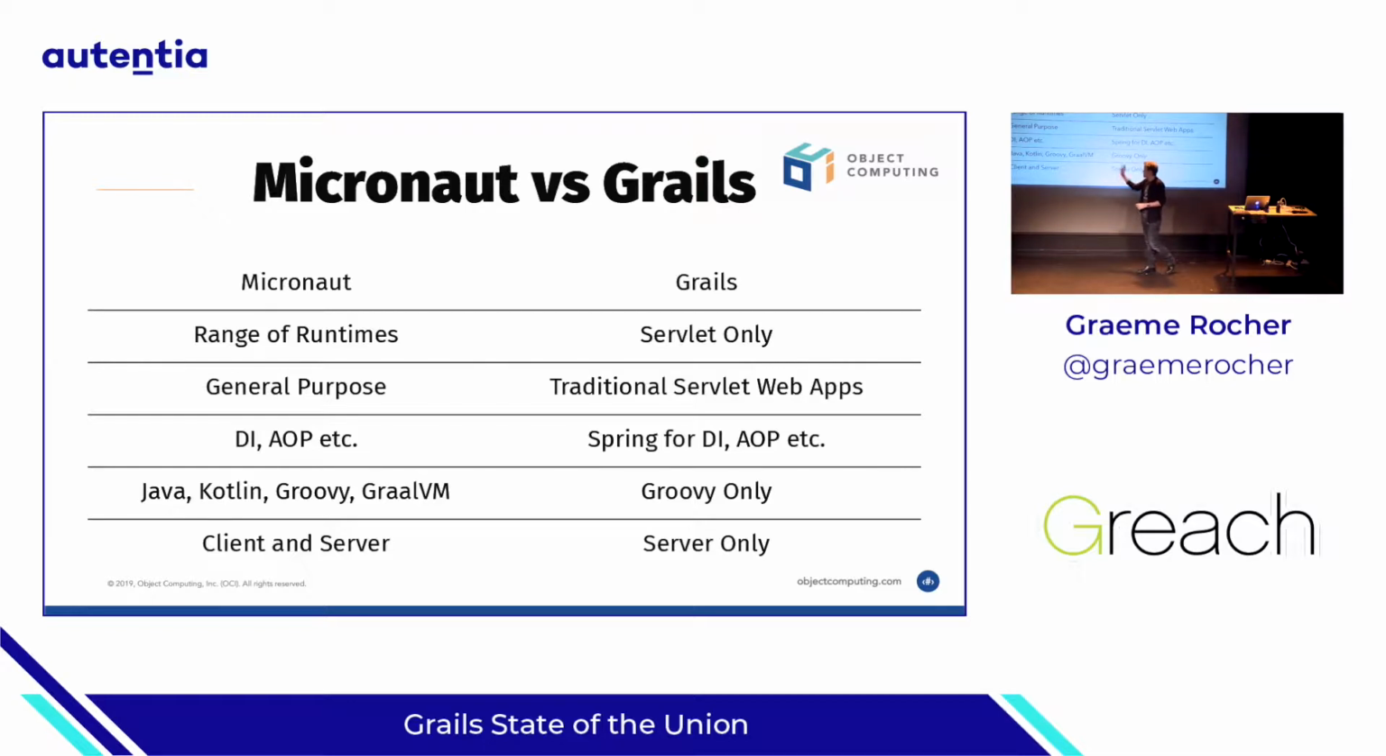Micronaut includes DI, AOP, configuration management, all those things that you get in a traditional framework, but all computed at compilation time. Grails very much relies on Spring, since it's historically been built on Spring for those services. And with Micronaut, you can write a Micronaut app in Java, Kotlin, Groovy, or GraalVM native. We have a choice of languages, whilst Grails is very much focused on the Groovy space. Micronaut can be used as a client or a server. So you can write client-side libraries with Micronaut or server applications, while Grails is very much a server component.